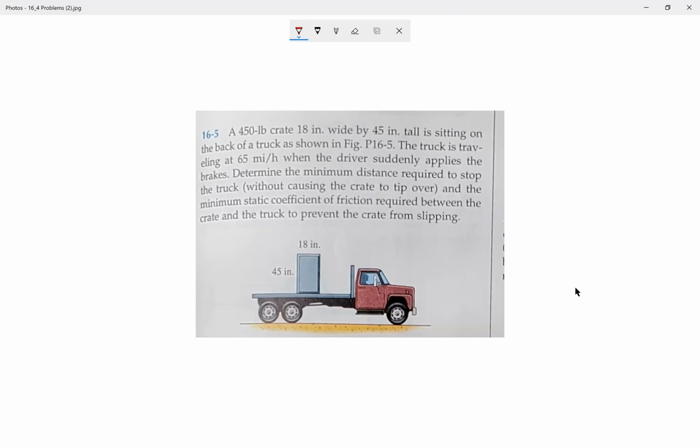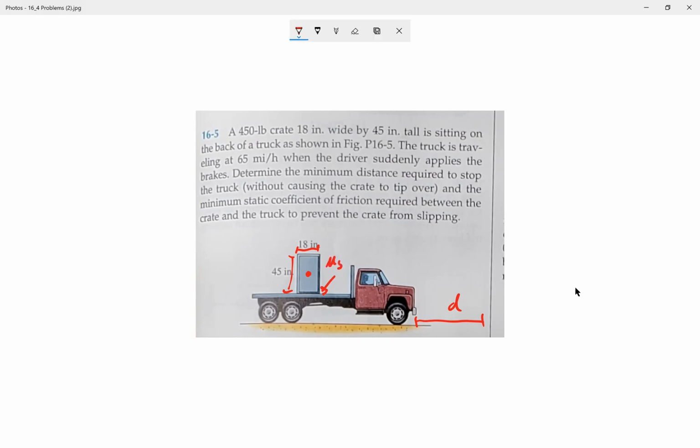Okay, so there's a lot to unpack here. One thing is that they give us the width and the height of the crate, and they don't say explicitly, but you should assume that there's a uniform density. Therefore, the center of gravity is right in the middle, and that will be important. So they want us to find the minimum distance required to stop the truck, so some distance d, right? And then the minimum static coefficient of friction between the crate and the truck, so a mu s.